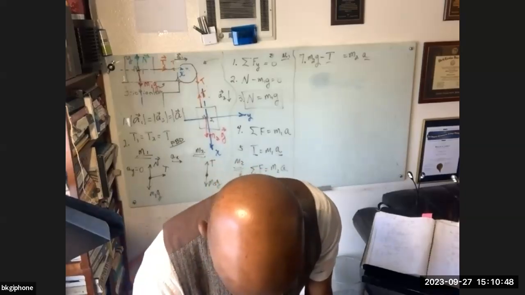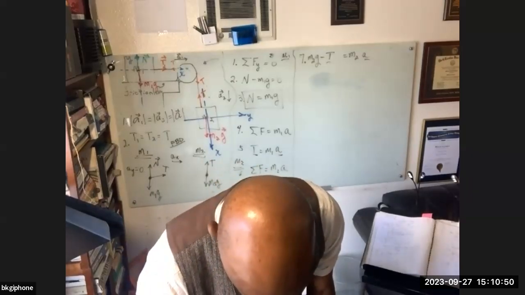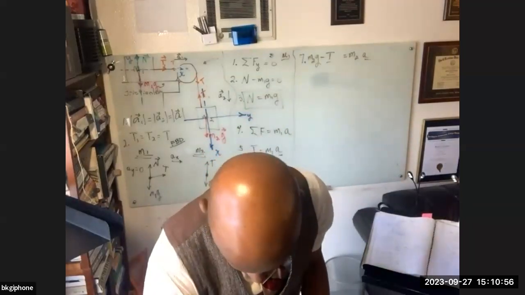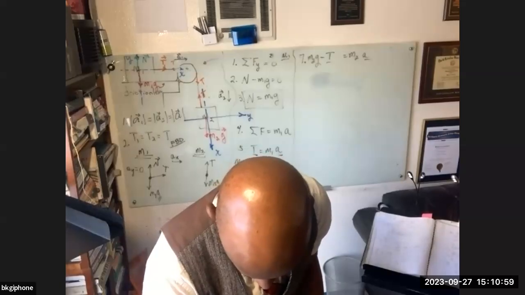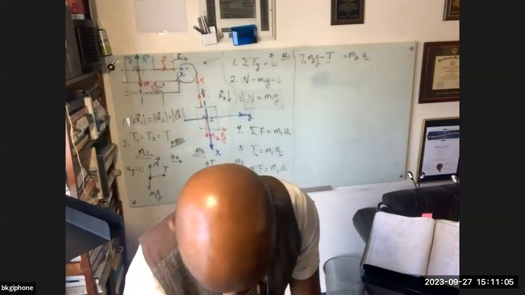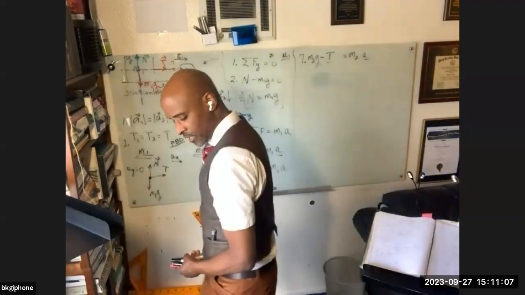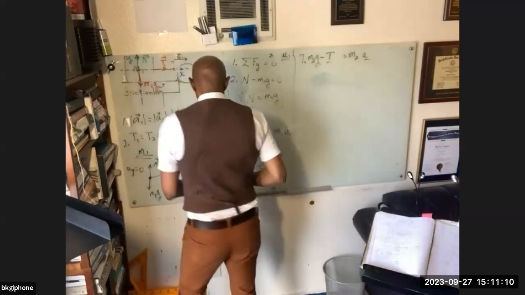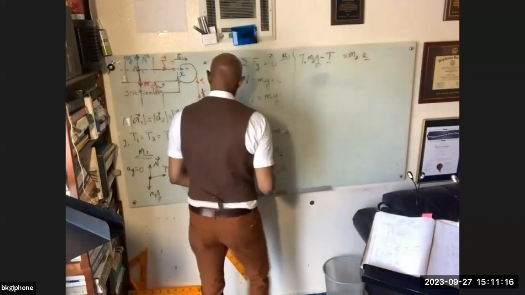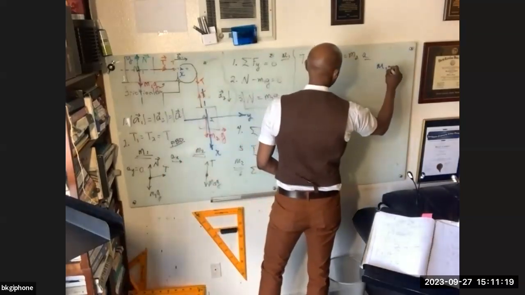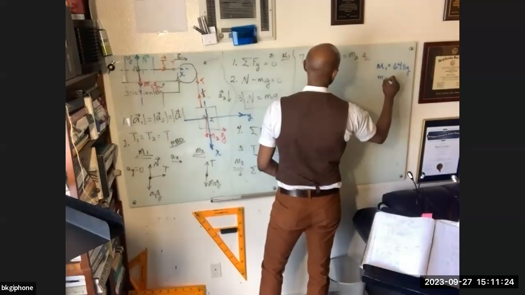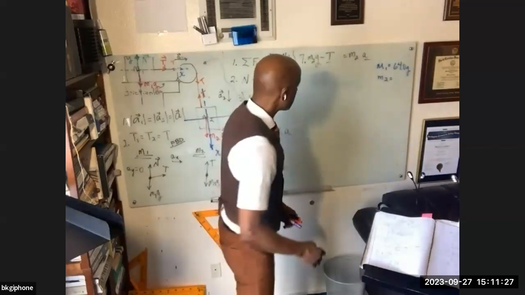64 grams. And the box is, no, I can't do that. The box is 61. Let's see. Oh, maybe it is, because it's fairly frictionless, so cool. That's interesting. Yeah, so M1 is equal to 64.0 grams, and M2 is equal to 61.